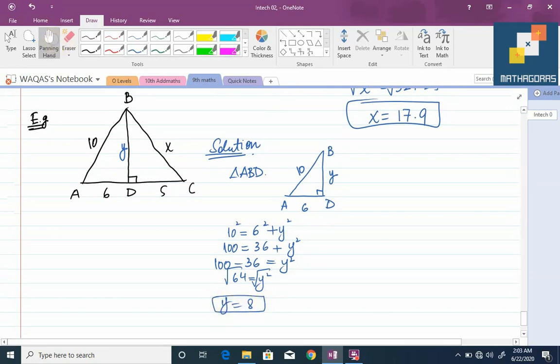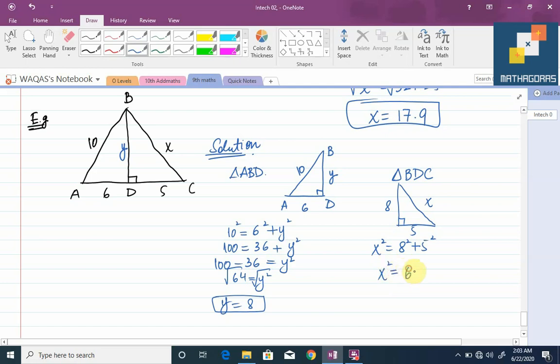We know the value of y, now I can find the value of x. BDC is a right angle triangle. In a right angle triangle, two values are known and hypotenuse is unknown. So now I am going to consider triangle BDC. In BDC, the value of y is known, that is 8, 5 and x, that is our 90. So x square is equal to 8 square plus 5 square.